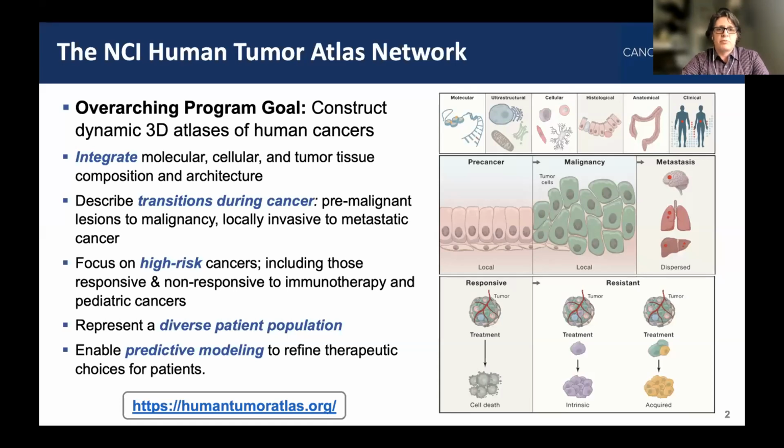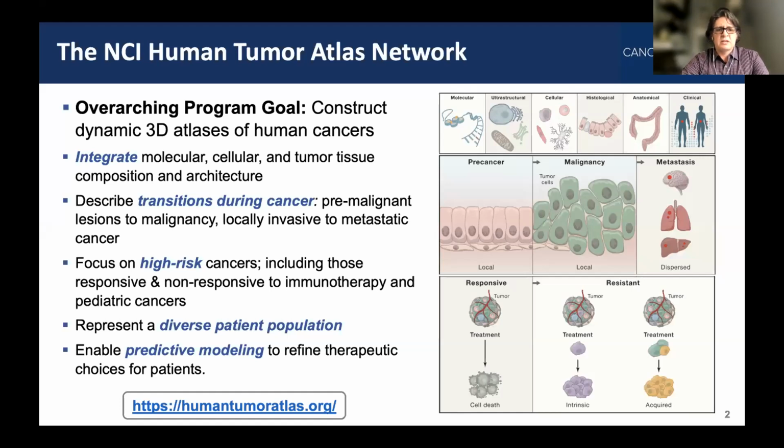The overarching program goal is to construct dynamic 3D atlases of human cancers. Specifically, these atlases should integrate molecular, cellular, and tumor tissue composition and architecture data, as represented in the figure in the right and the top panel. The atlases also describe key transitions in cancer, such as pre-malignant lesions to malignancy, or locally invasive to metastatic cancer, as shown in the middle panel on the right.